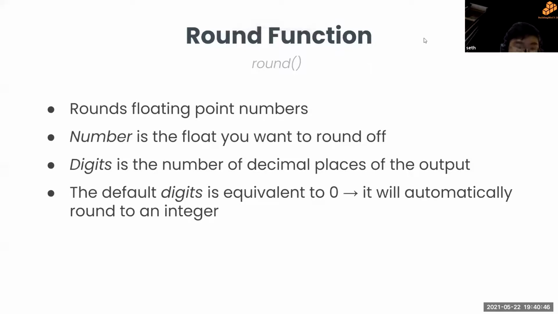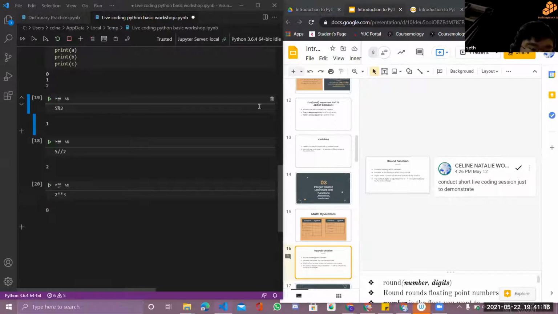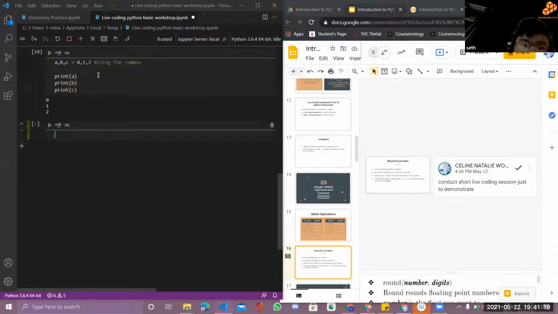Okay, so the round function rounds floating point numbers. You can output either an integer or a float. So what you do is write round, and then within the brackets you put the number, and optionally you can add a comma and the number of decimal points you want. The default is 0, which means you round it off to an integer. And Celine will now show how you can use the round function to round it off to either an integer or a float.